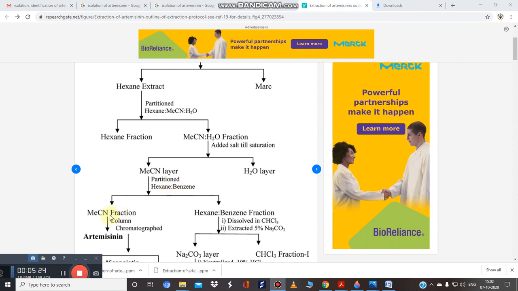Okay, and then we will choose the methyl cyanide fraction and we will discard the hexane benzene fraction. And after this, we will use column chromatography for the isolation of this artemisinin. So here artemisinin is isolated. Again, watch with me very carefully. This is very simple, don't worry.